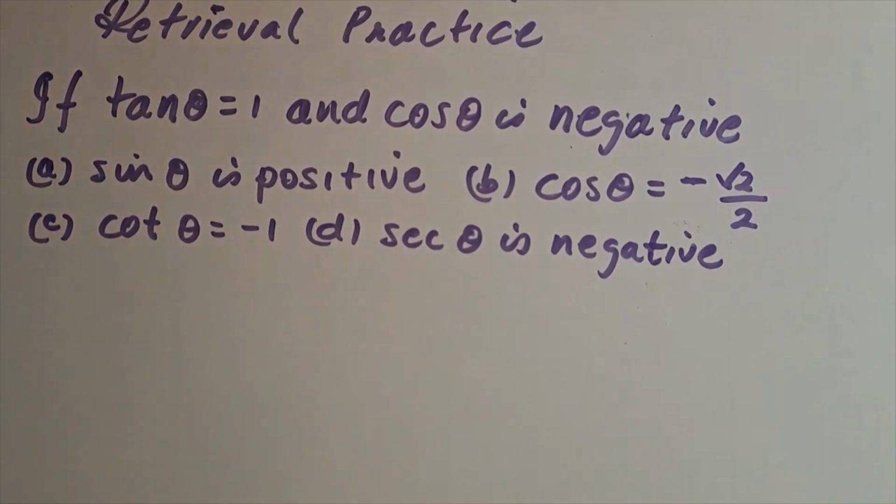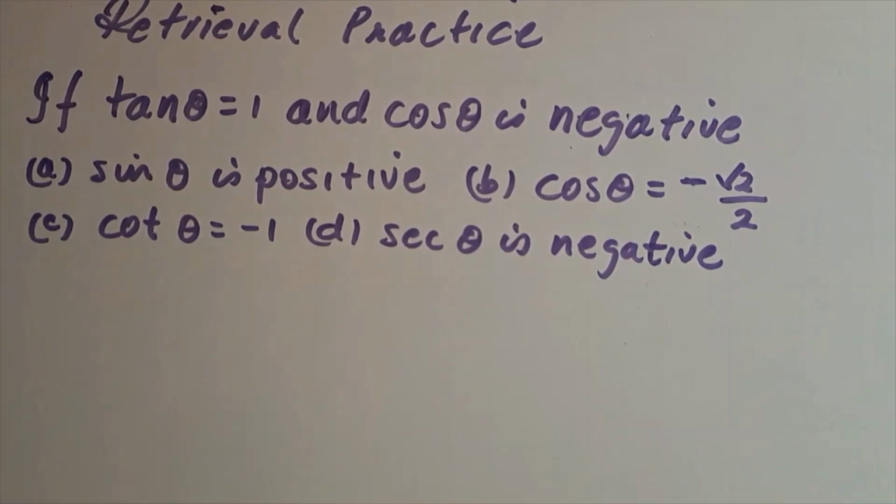Hello. Today's video is going to be on retrieval practice, and this is based on the last few weeks of videos on trigonometric functions. If tan theta is equal to 1 and cosine theta is negative, by the way we're talking about the same angle theta, then which of these 4 options is true or are true?